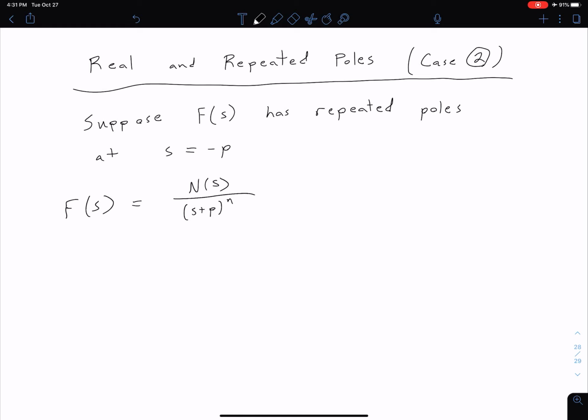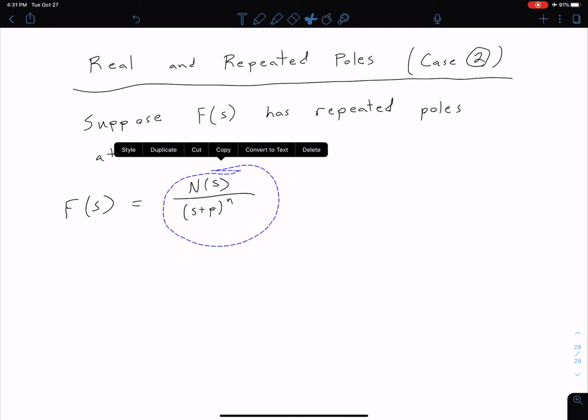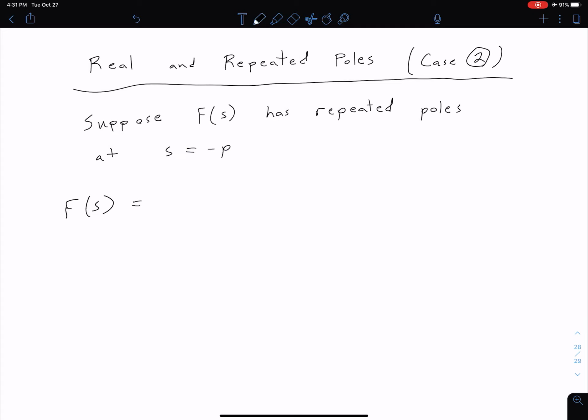We might also have some other things in the denominator, which we would need to account for. But for this case, I'm just going to show our expanded version here. If we use our partial fraction expansion, we're going to have k sub n divided by (s plus p) to the power of n. And then we're also going to have a term as we drop that exponent by 1 all the way until it goes to 1.